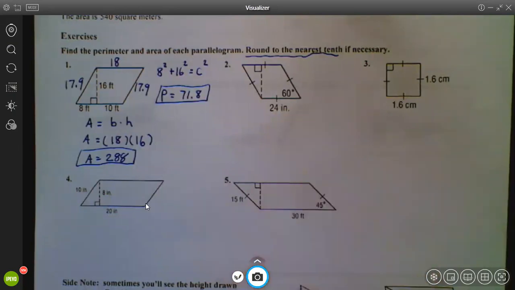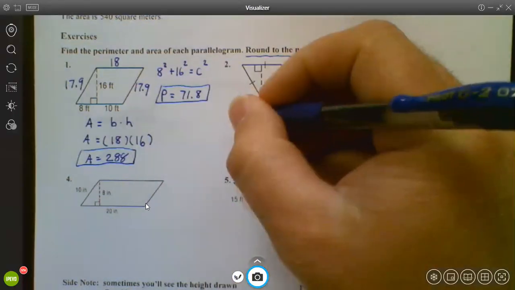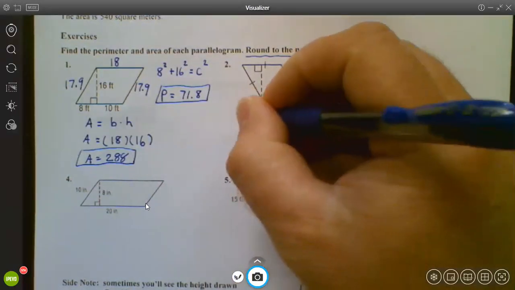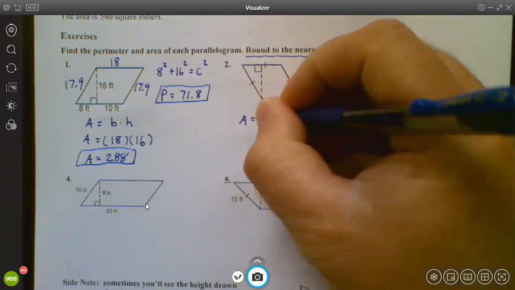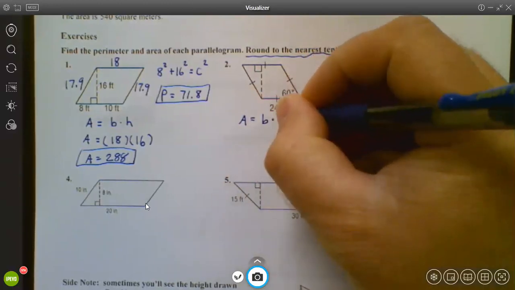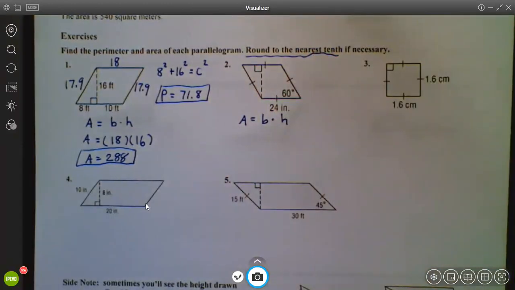Let's look at number 2 together. Let's just start with the area. We're going to do base times height to get the area. Again, set this one up with me. Guys, if you write a formula down every time you use it, you'll remember it without even trying. It's a great way of memorizing formulas, and it'll be automatic at some point. You won't even have to think about what it is anymore.